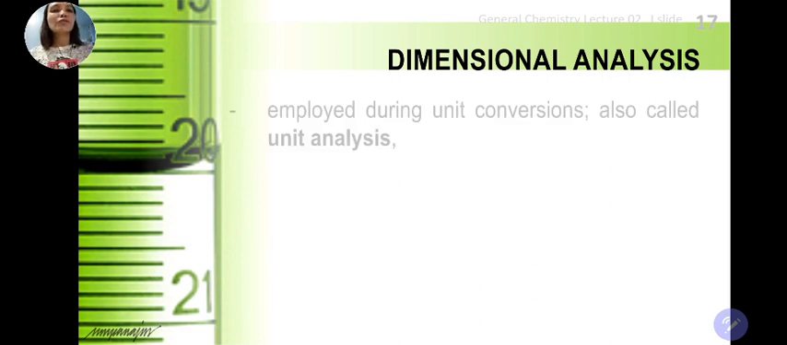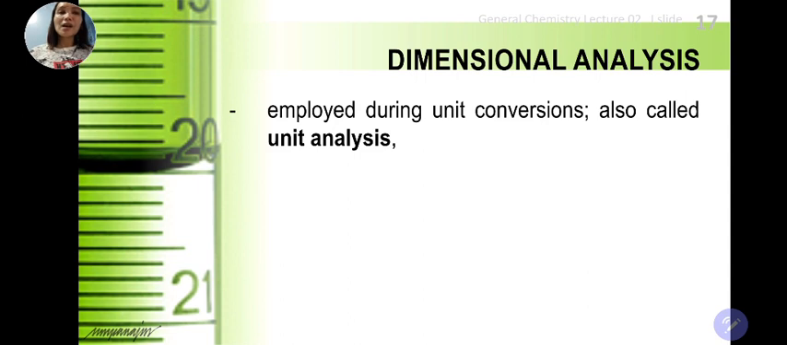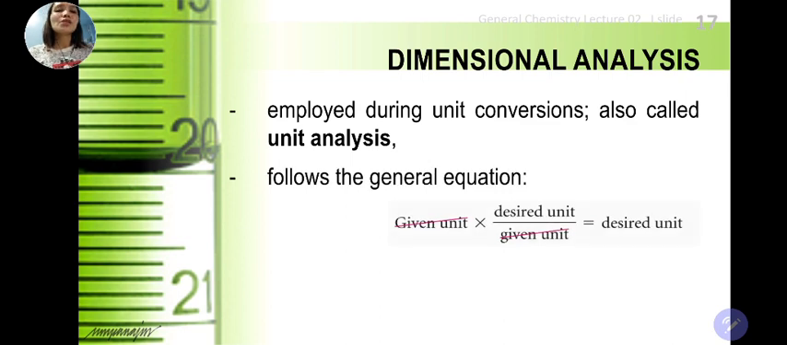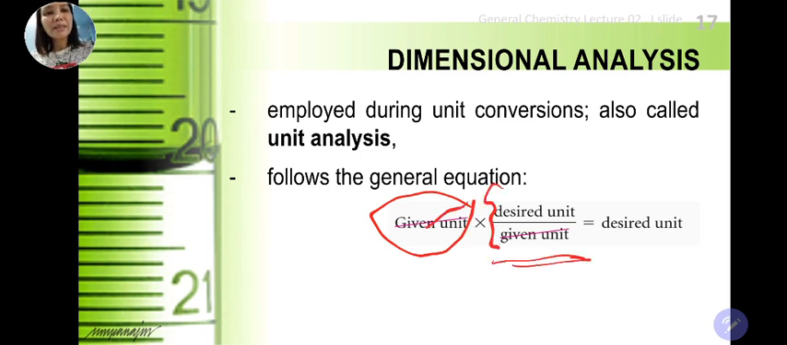So, ito yung sinasabi ko kanina na dimensional analysis sa pag-convert. This is employed during unit conversions or also called the unit analysis. So, this is the general equation. Katulad sinabi ko kanina, yung given unit, dapat dun sa factor mo, nasa baba siya para magka-cancel out siya. Ang matitira na lang is your desired unit.